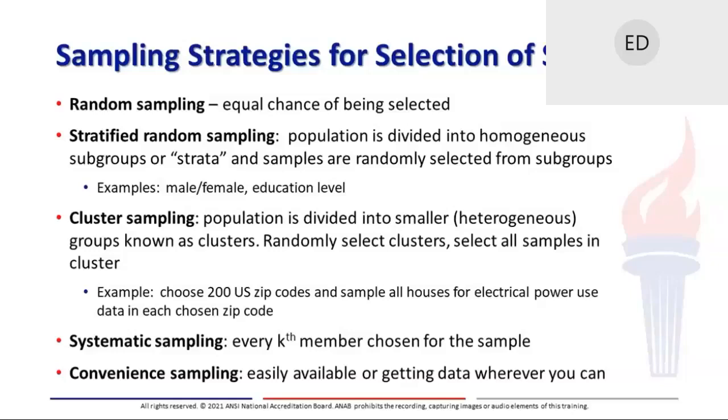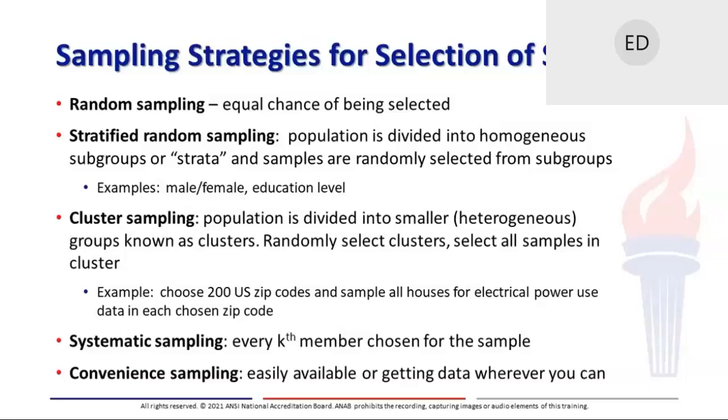We could do what is called cluster sampling. This is where the population is divided into smaller heterogeneous groups known as clusters. And then from those clusters, you select a few of those clusters randomly. And within those randomly selected clusters, you sample all within that cluster. An example given here is that you could divide the United States up into zip codes, and then select 10 of those zip codes out of the 200, and then all of the individuals within that zip code you would sample.